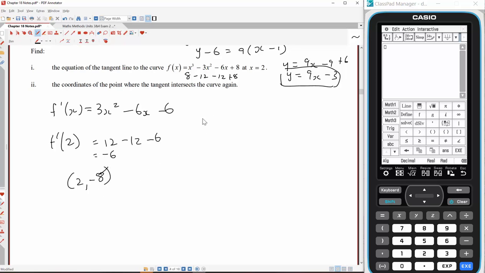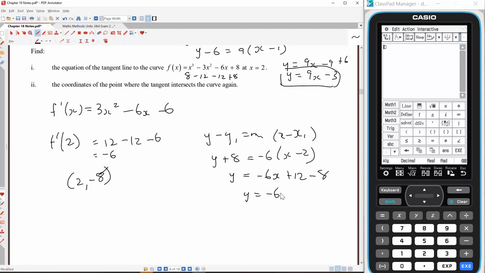All right, so let's get the equation of the tangent. Y take y1 equals m x take x1. Y plus 8 equals negative 6 times x take 2. Y equals negative 6x plus 12 take 8. Y equals negative 6x plus 4.